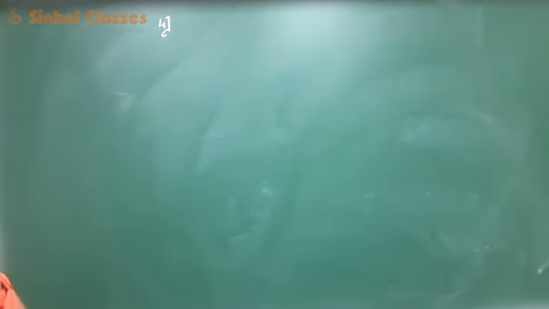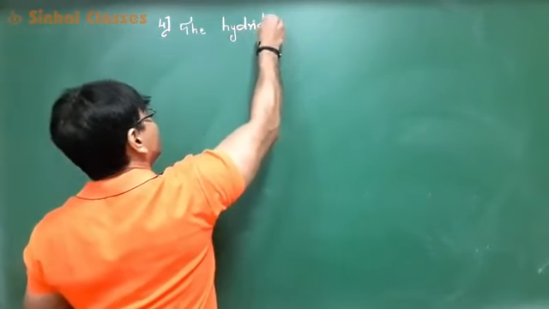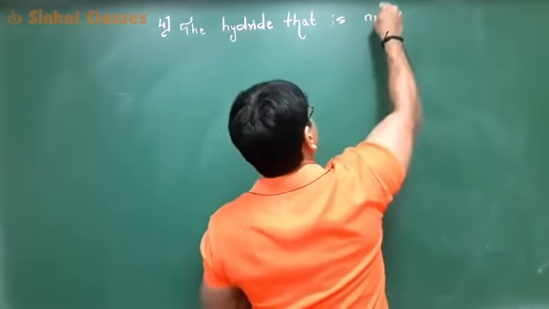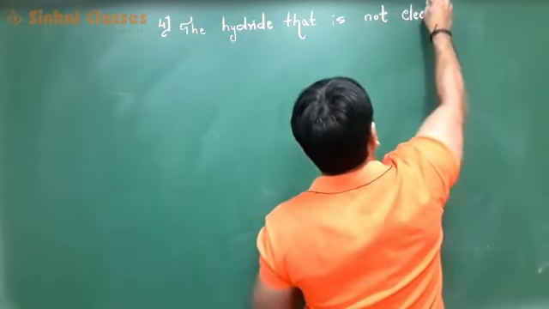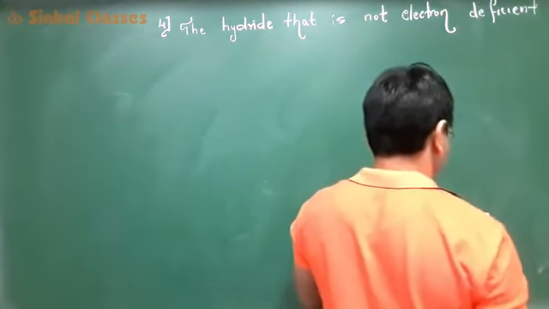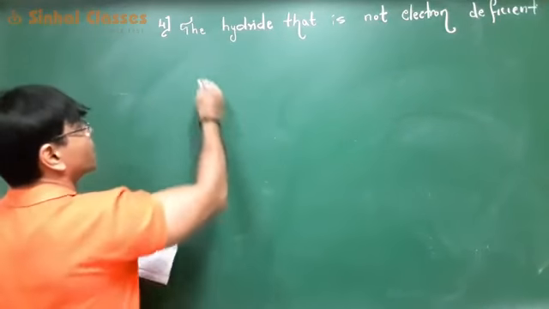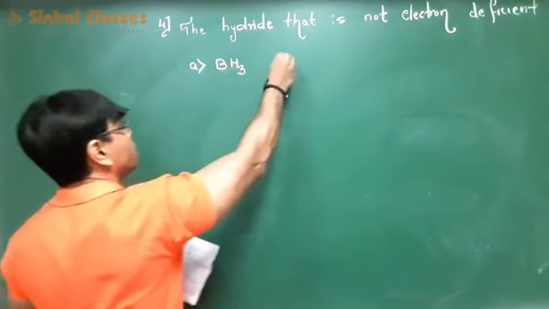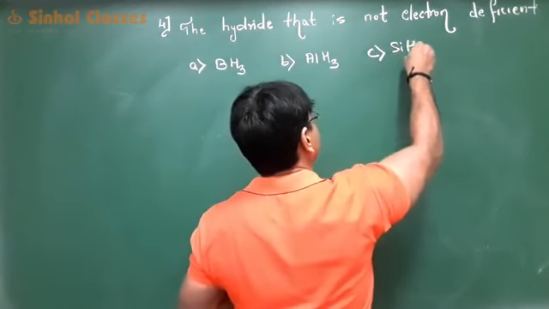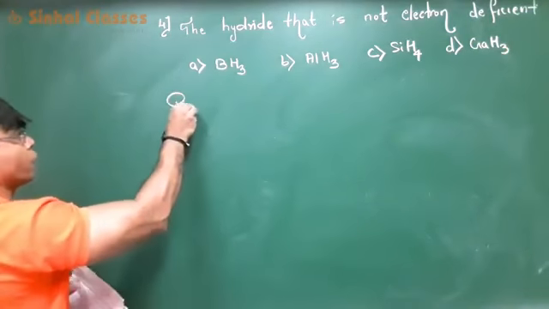In case of question number 4, the hydride that is not electron deficient is: A, BH3, B, aluminium hydride, C, silicon hydride, or D, gallium hydride. So let's see the solution part for this.